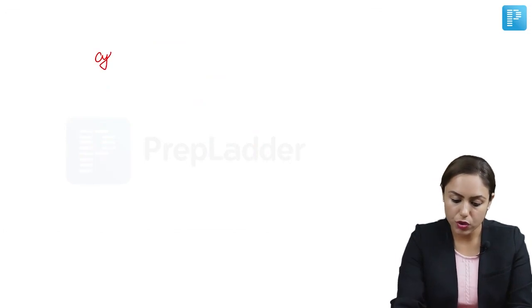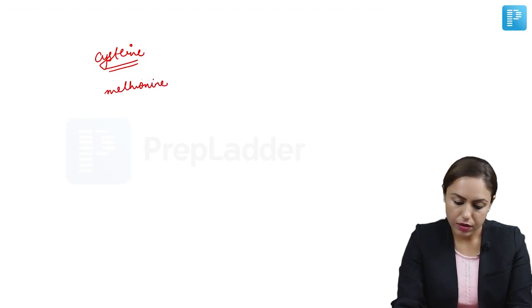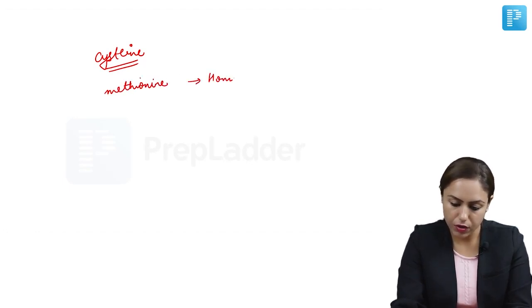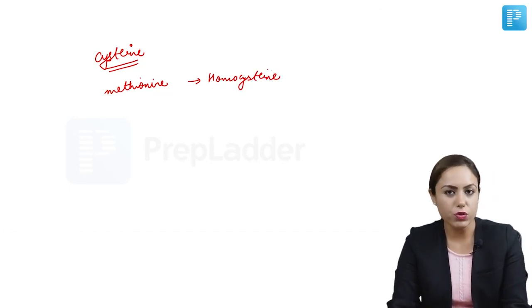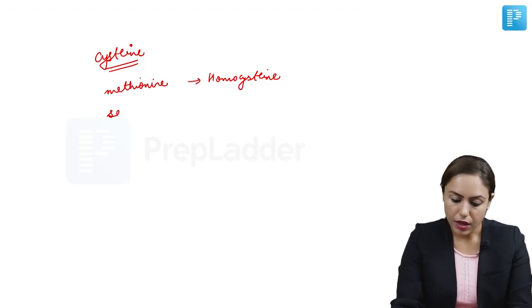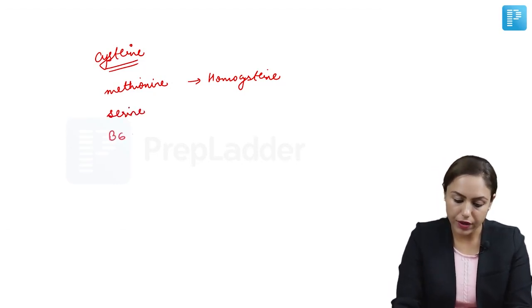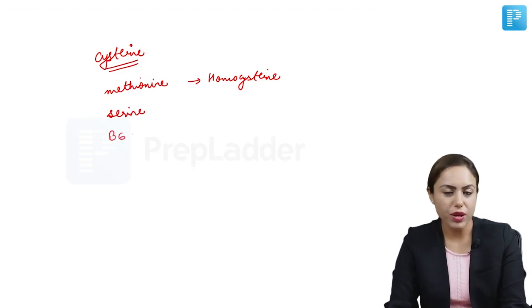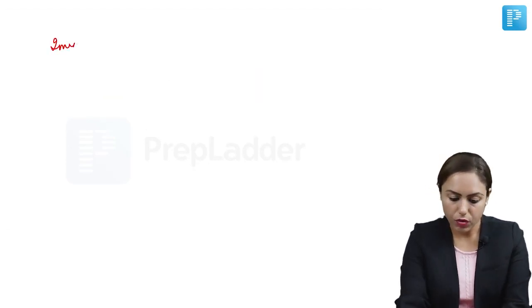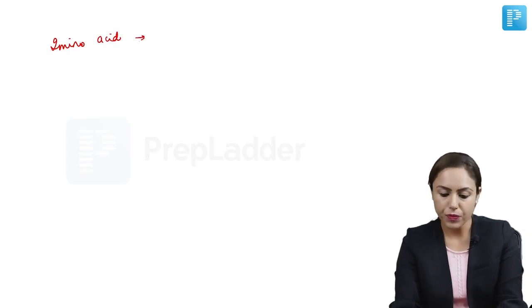Now, for the formation of cysteine in the body, what all is required? One is methionine required. Methionine will be converted to homocysteine, and then homocysteine will be converted to cysteine. Right? Then another amino acid required is serine, and the vitamin required is vitamin B6. Okay? Then we will be doing our last amino acid here in this classification.